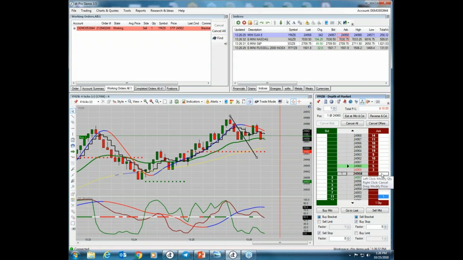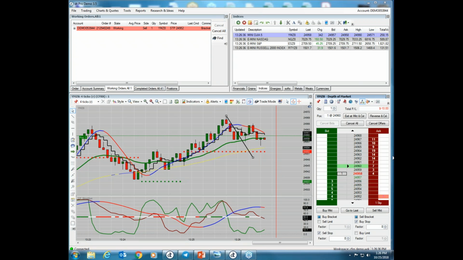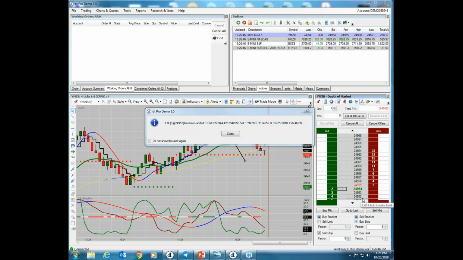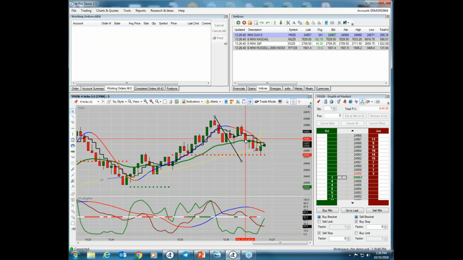Jiminy Christmas. Well, here, just keep it where it's at. I couldn't even move it to break even. It moved so fast. Okay. Well, it is what it is. So let's just hang on. That doesn't surprise me. All right.